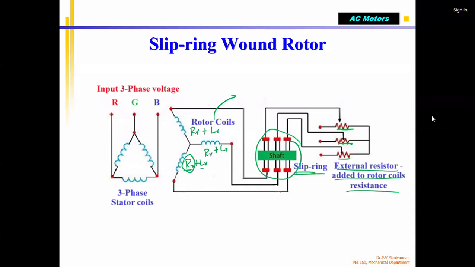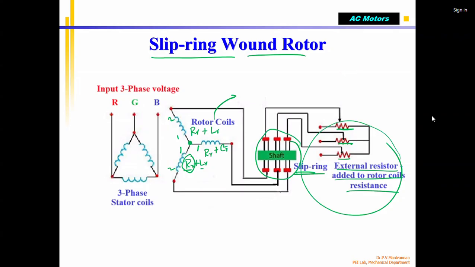One end of all three coils are connected, shorted. Correct? Because this is one end, second end. One end, second end. First end, second end. The first ends are all connected, shorted. The second end of the three rotor coils in a slip ring or wound rotor is brought out through a slip ring mechanism which is attached to the motor shaft so that the external resistor can be connected. We are going to see the advantage later, correct? The external resistance helps in increasing the torque of the motor.